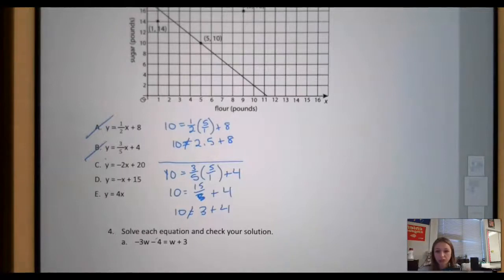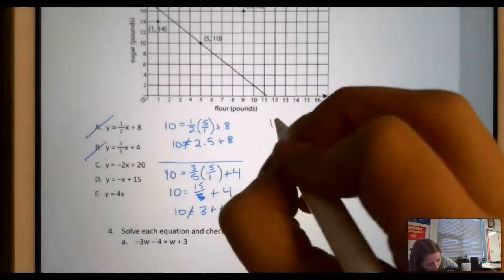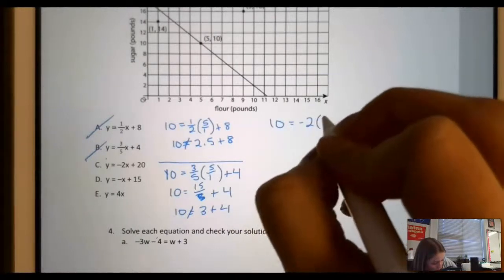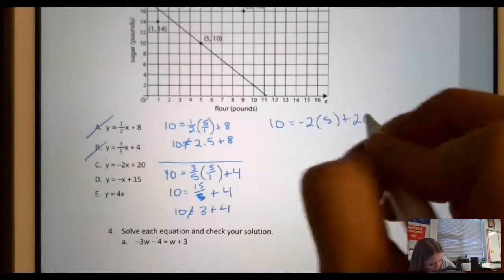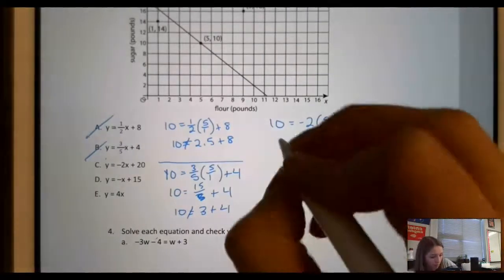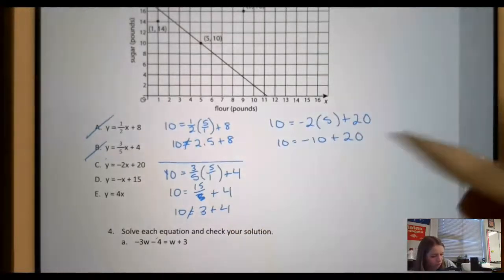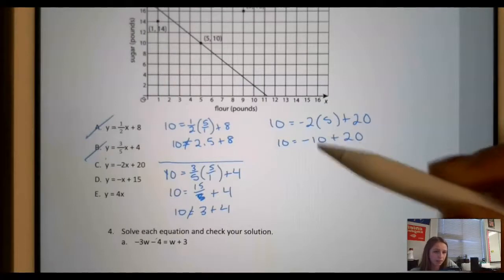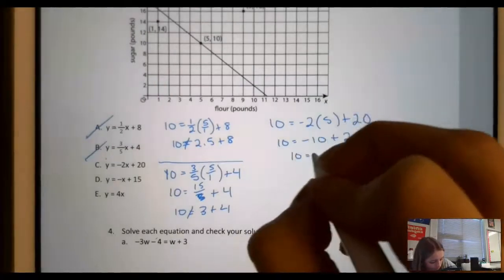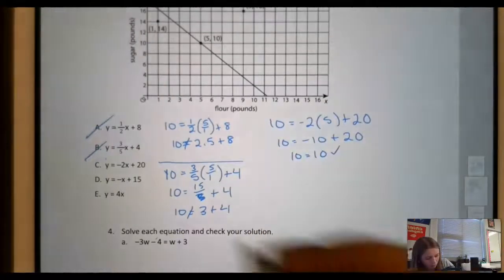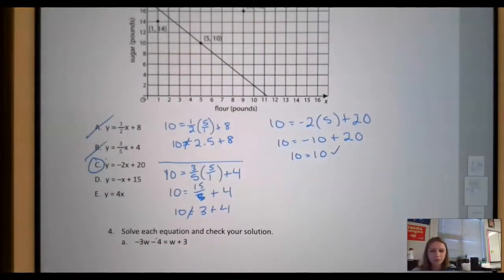Those two were the worst ones because there's fractions, so the rest are going to be super easy. So we have 10 equals negative 2 times 5 plus 20. So simplify that, and we have 10 equals negative 10 plus 20. 20 minus 10 equals 10. So C would be an answer. Now on to the next.